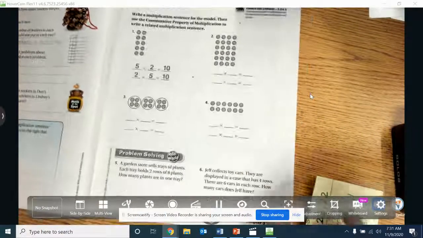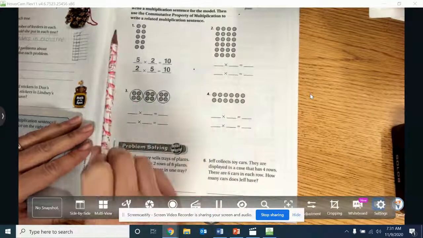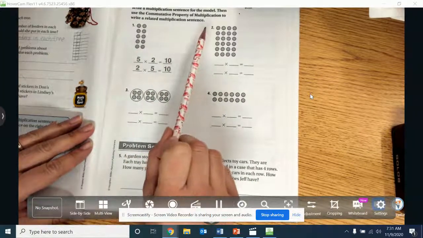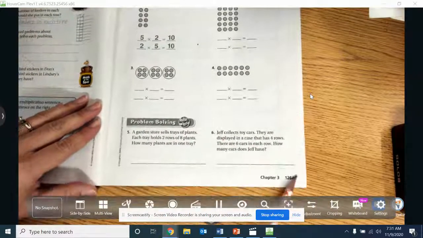And you guys are going to do the gray sheet as your practice for homework as well. You're going to do all of the problems. Number 1 is done for you. So you're doing 2, 3, 4, 5, and 6. And you will also take a picture of this.